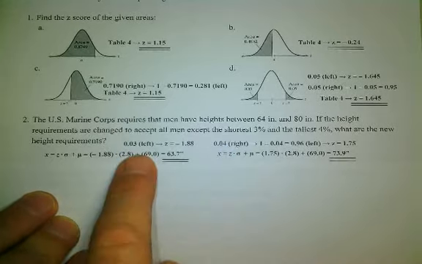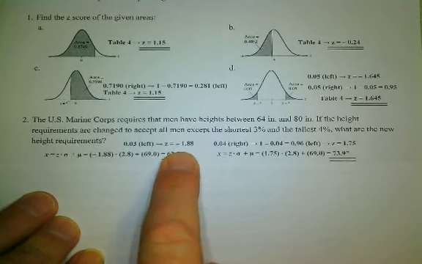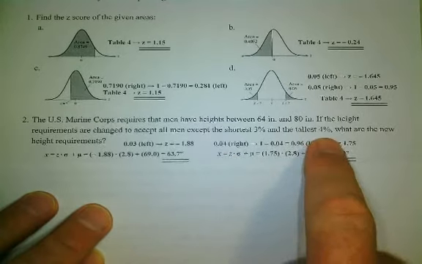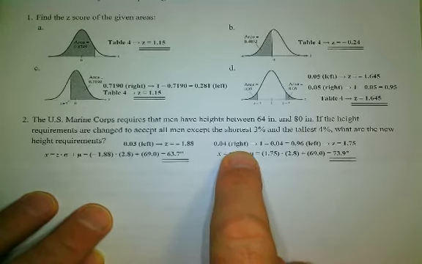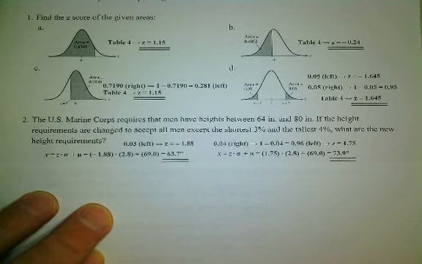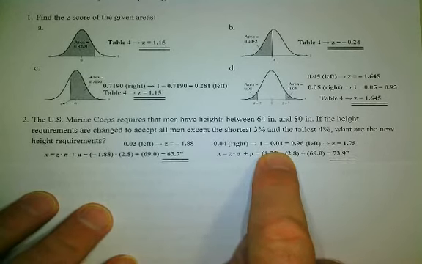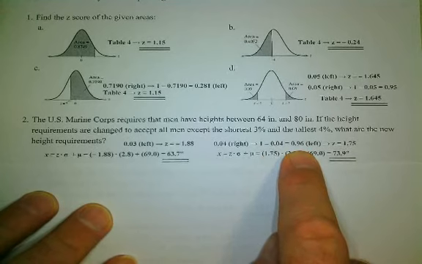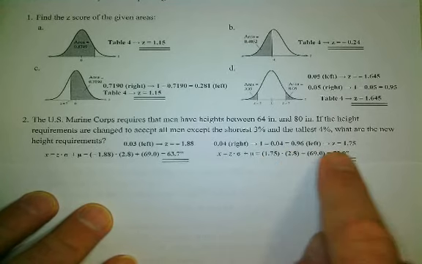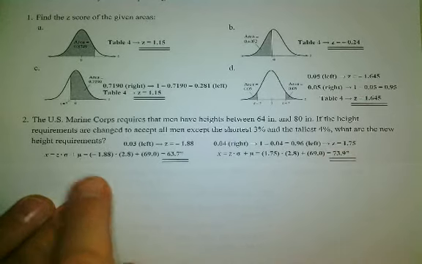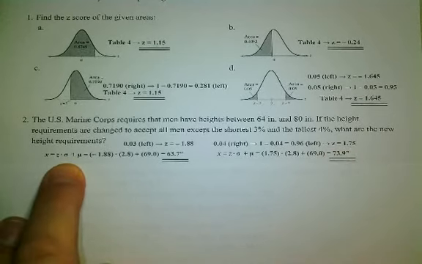Since it's the shortest 3%, that would be to the left. So when I look that up on the table, I get negative 1.88. 4%, the tallest 4%, well, that's to the right. In other words, up to the tallest person. So that one I have to subtract from 1, which gives me 0.96 to the left, and that gives me a z-score of 1.75. Now I plug them into that formula.